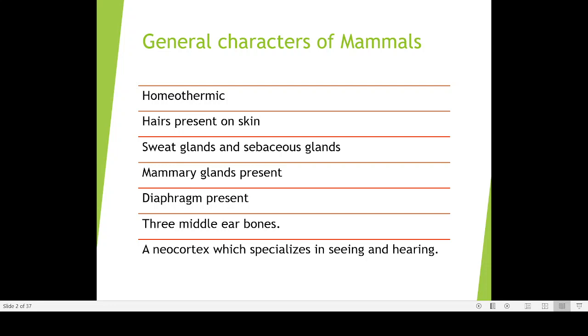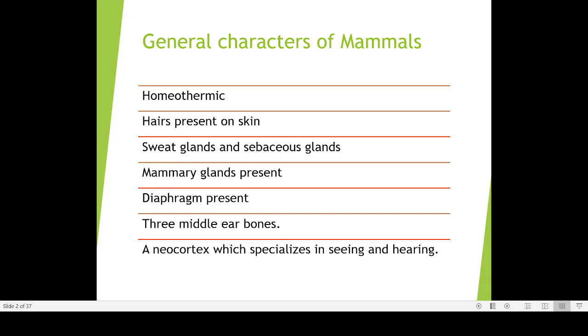If you take lower mammals like monkeys or other smaller mammals like rats, they use hearing more. For example, a dog has very sensitive hearing.